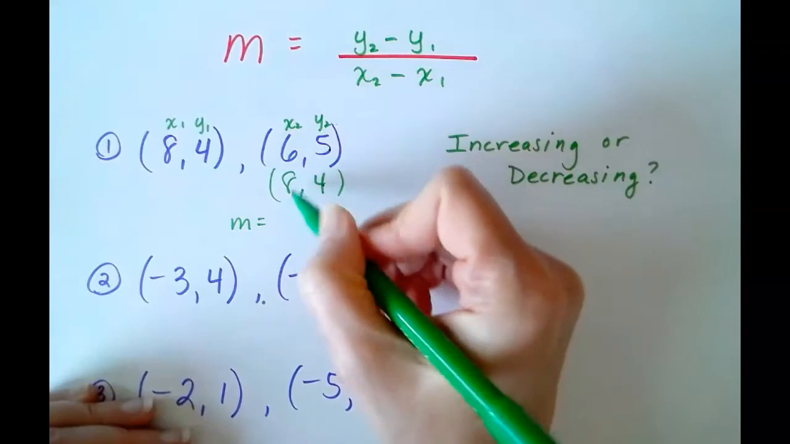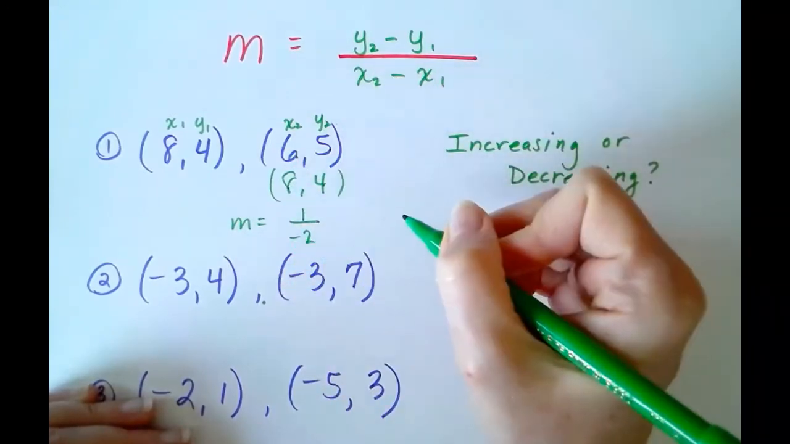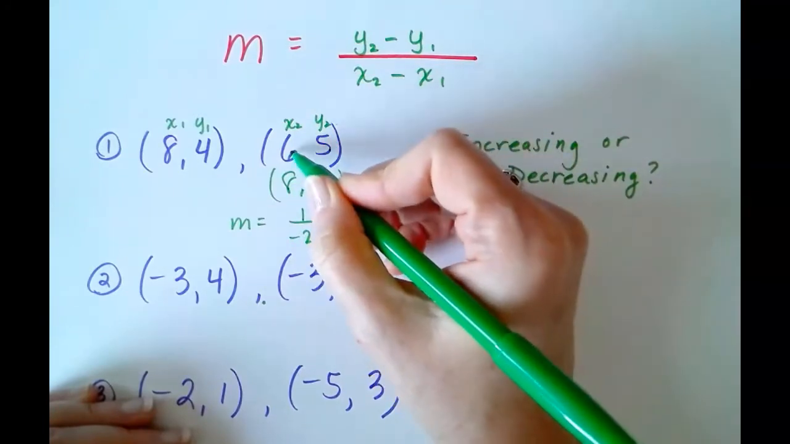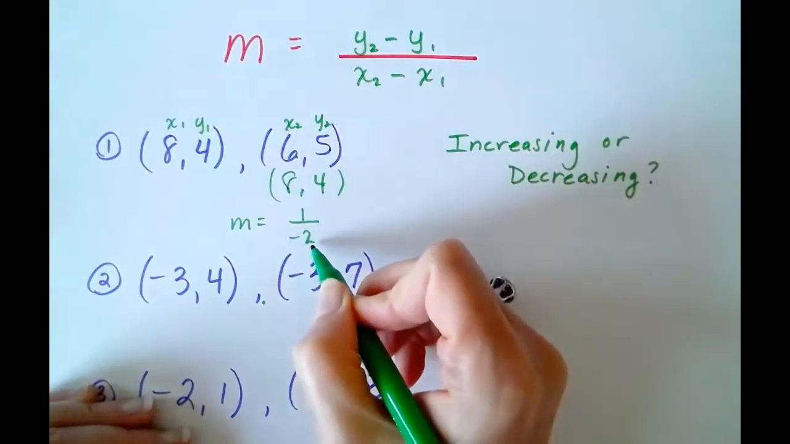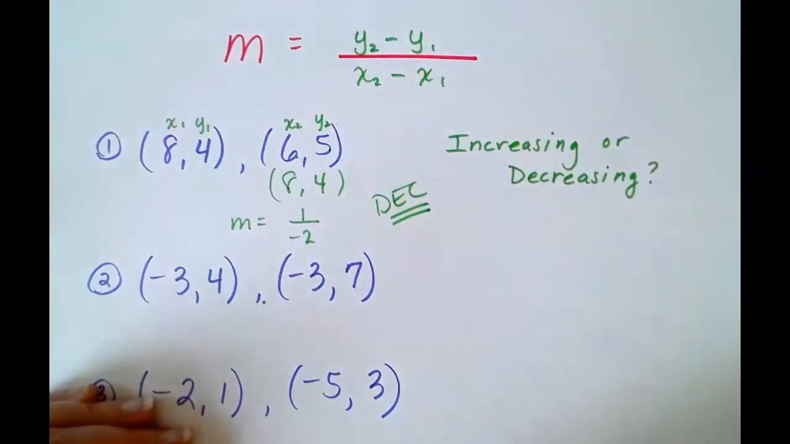5 minus 4 is 1. 6 minus 8 is negative 2. y2 minus y1 is 1. x2 minus x1 is negative 2. This slope is negative 1/2. It is a decreasing function.